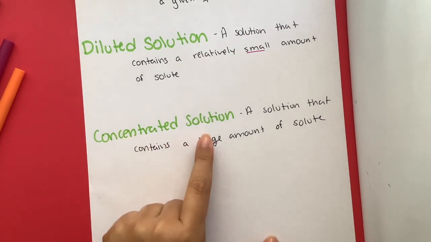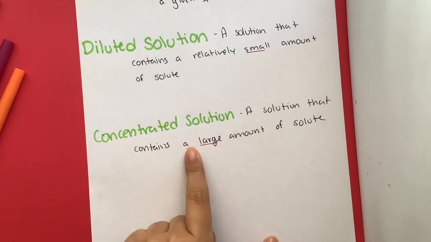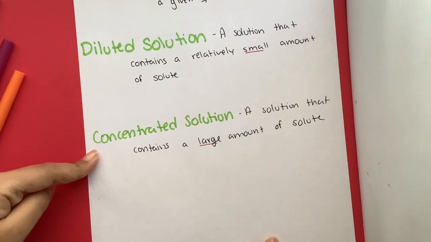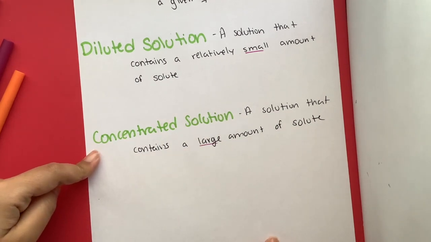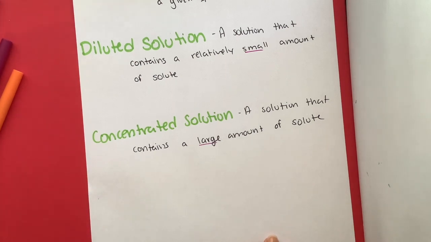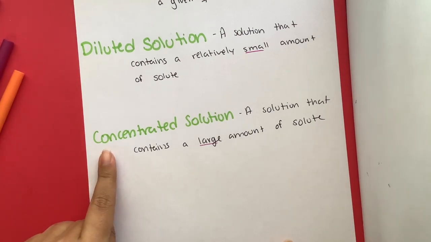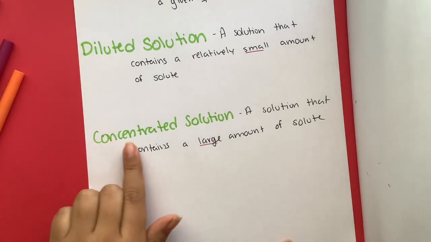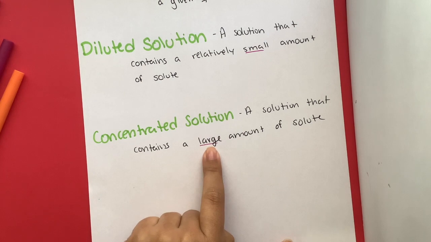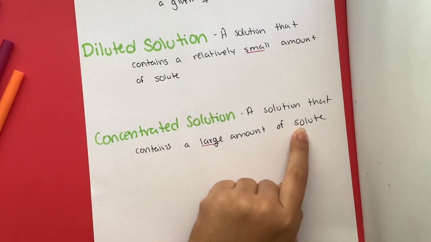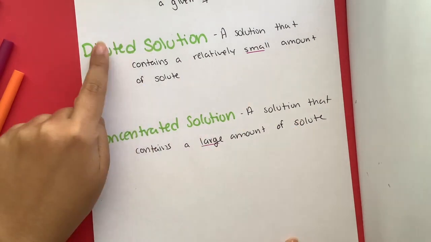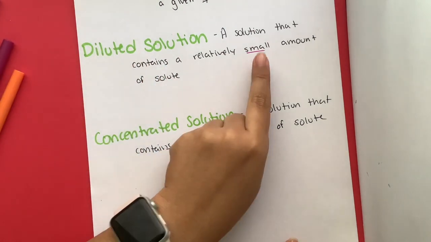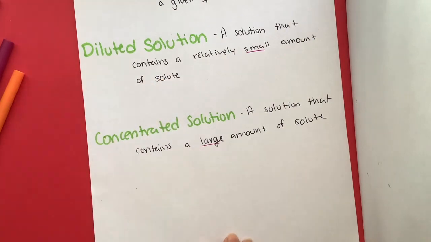So a concentrated solution is a solution that contains a large amount of solute. So this would be like very salty water, or if you're making Kool-Aid, a very strong, sweet, potent Kool-Aid solution. So a concentrated solution is that you have a lot of solute mixed in with your solvent. Diluted means that you have diluted it down a lot, so it's not as strong. It has a small amount of solute.